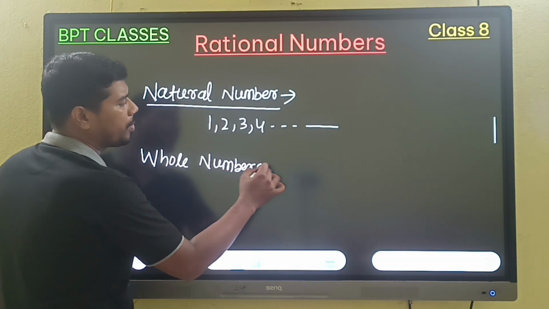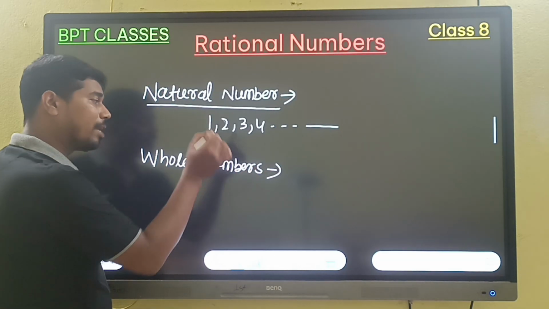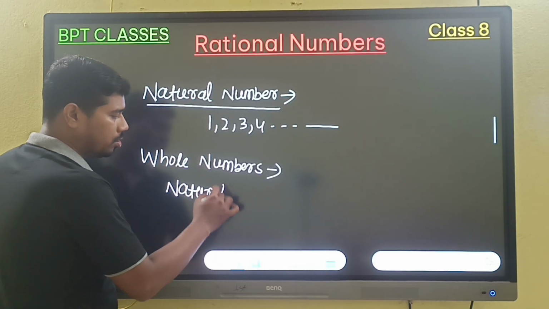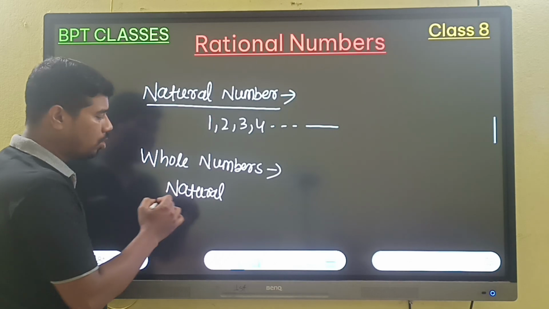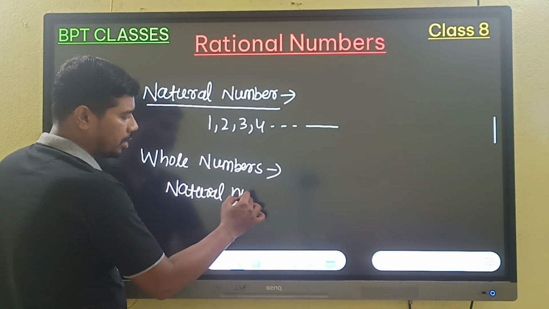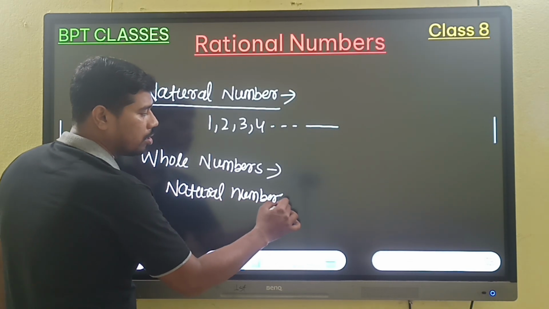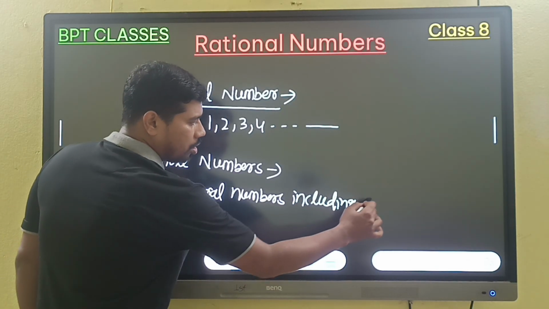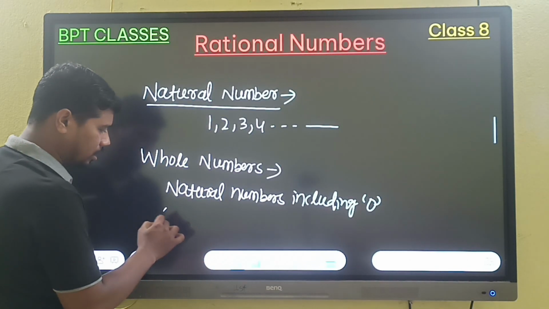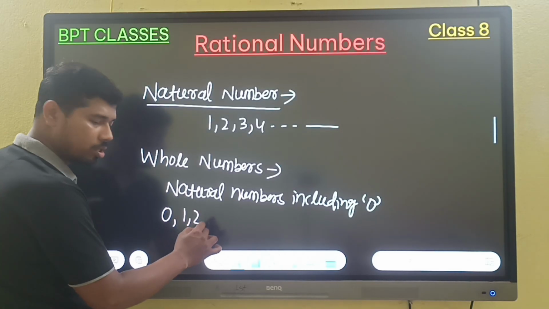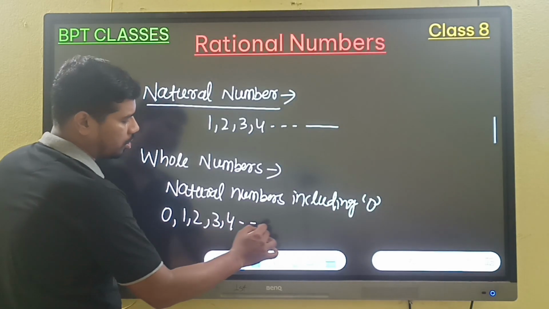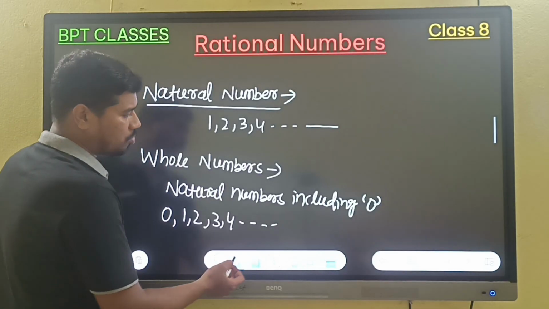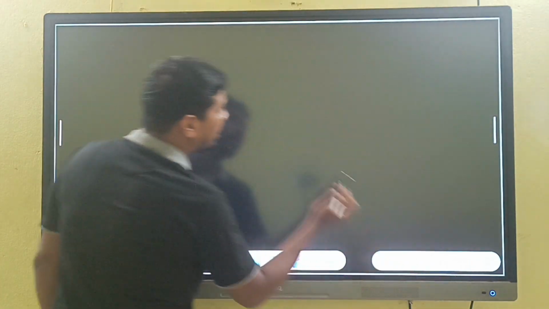So what are the whole numbers? Whole numbers are natural numbers including 0. So we can say all natural numbers including 0, that is known as whole numbers. Like that we can write 0, 1, 2, 3, 4 and so on. So it will go. Next, after natural and whole numbers, we write integers.